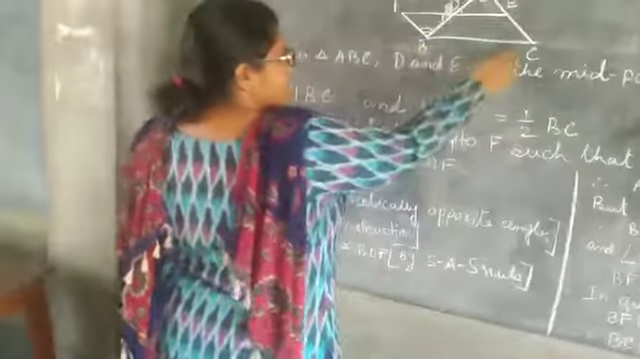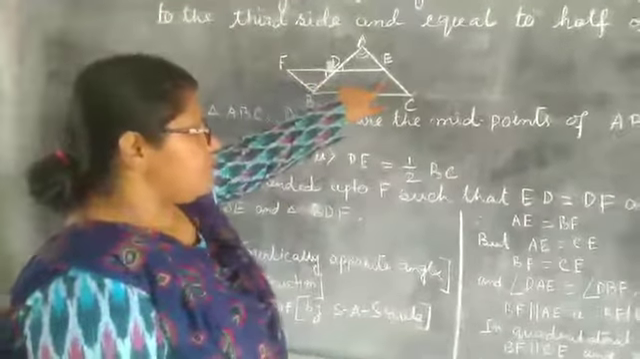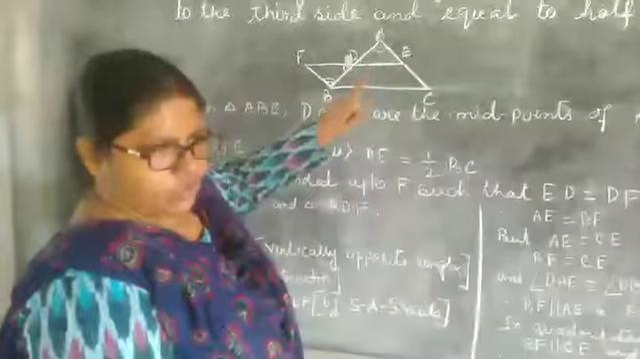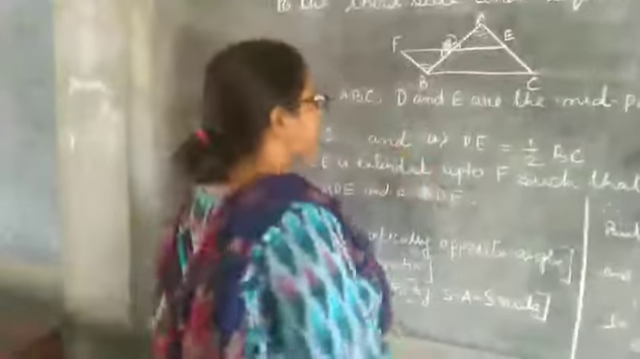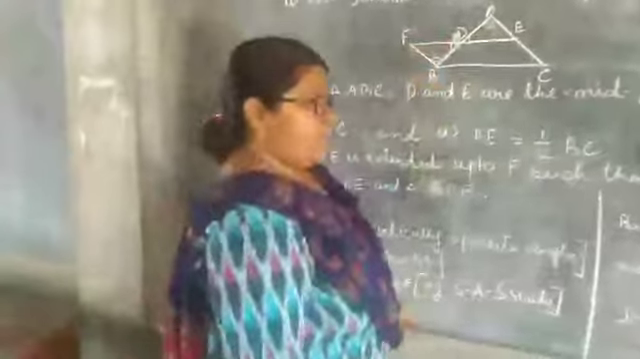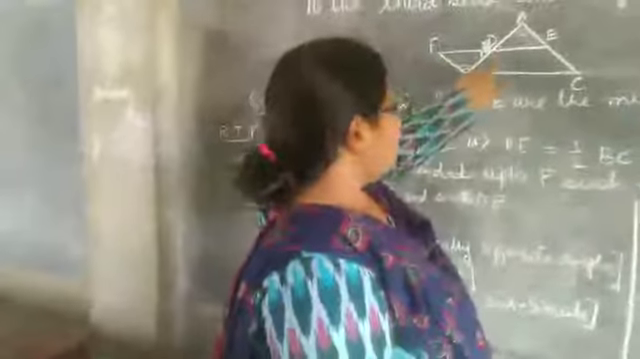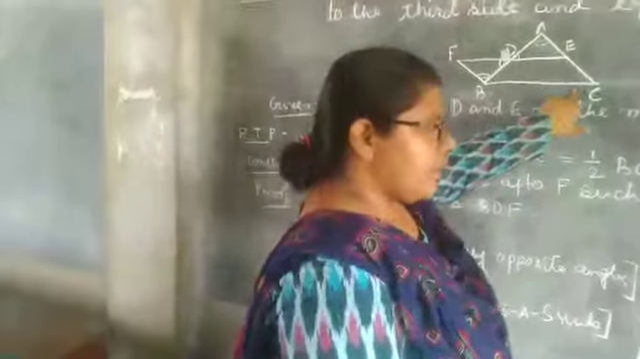Now look, BCEF is a quadrilateral. In this quadrilateral we proved that BF is parallel to CE and BF is equal to CE. So if opposite sides are parallel and equal in a quadrilateral, then this quadrilateral is a parallelogram. So we can say that BCEF is a parallelogram.